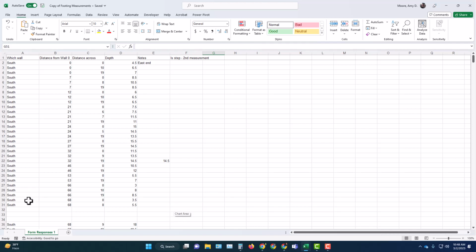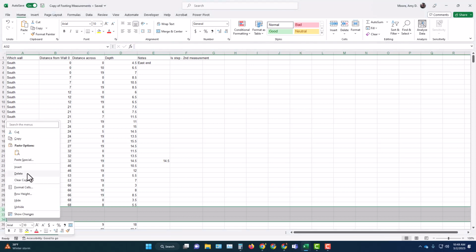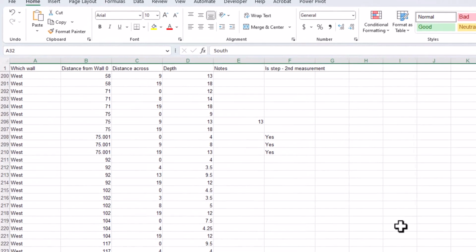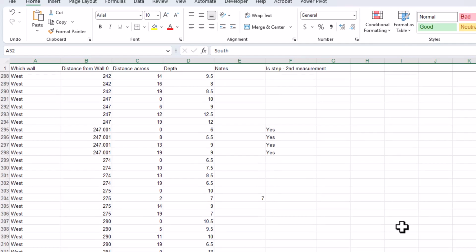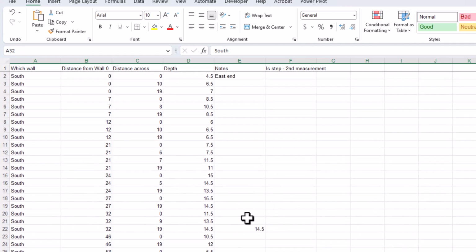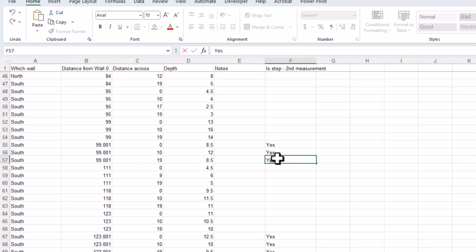So one of the first things I see is there are a couple blank lines here, so I'm going to go and delete those. I don't know how they managed to show up in my system. I might have submitted the form a couple times by accident. Another thing we're going to see is I asked about, like, is this a second step measurement? And I said yes on these, but I can also see that this is a second step measurement. And let me explain what's going on here.